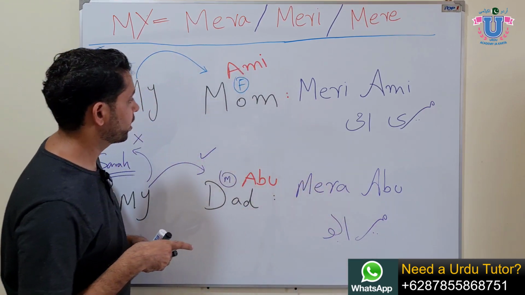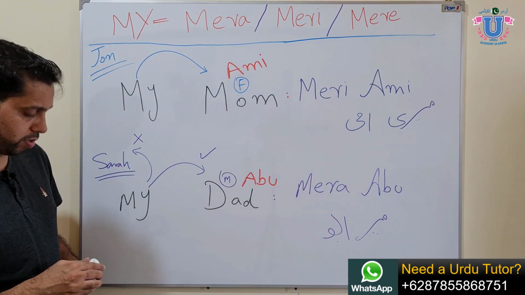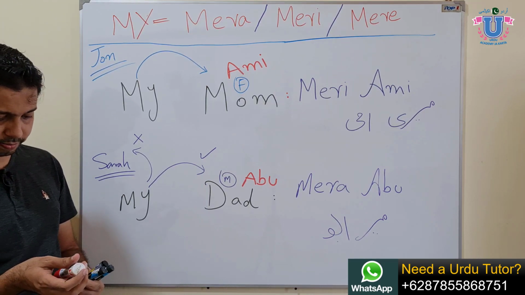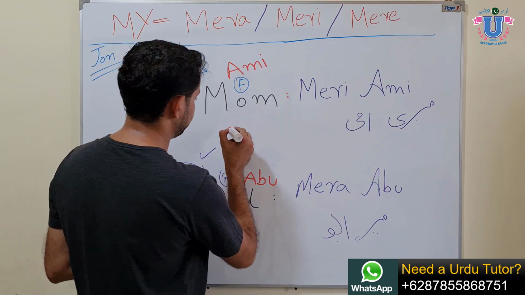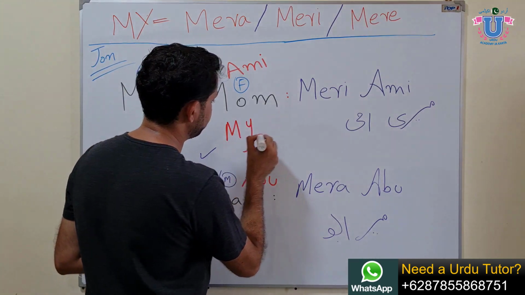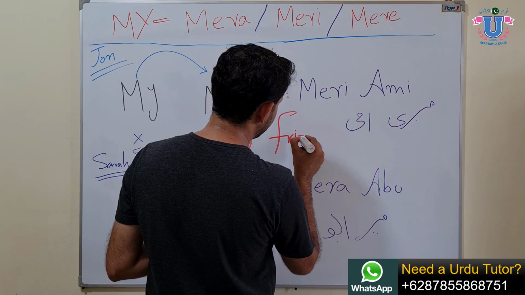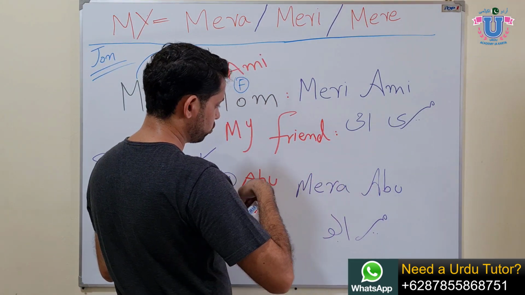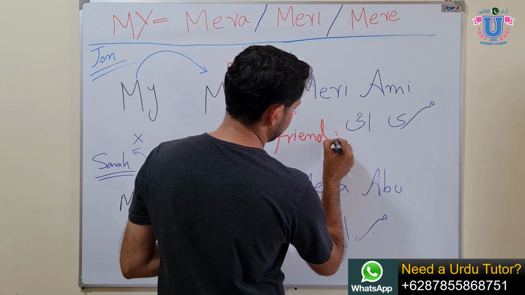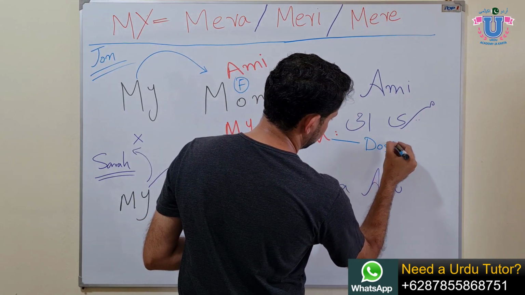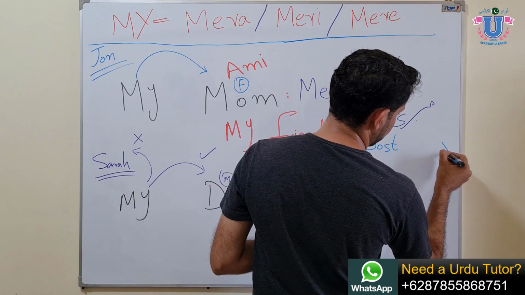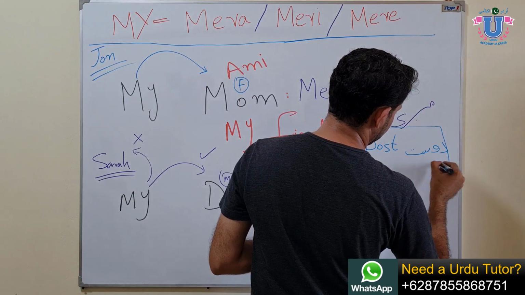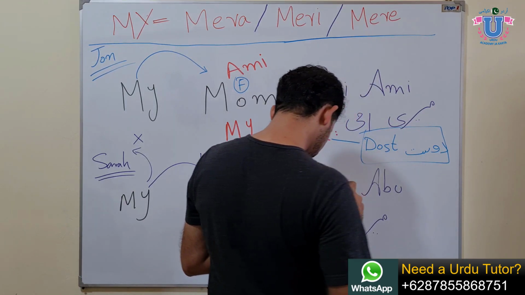Good. Okay, I would like to give you another example. For example, if you want to say my friend, okay, this is, no, you will solve it. I write for you, my friend. Sorry, it's become a little bit messy. My friend. Okay, so what is friend in Urdu? I think we say dost. D-O-S-T, dost. Dal waw sin te, dost. Okay, so the friend is dost.